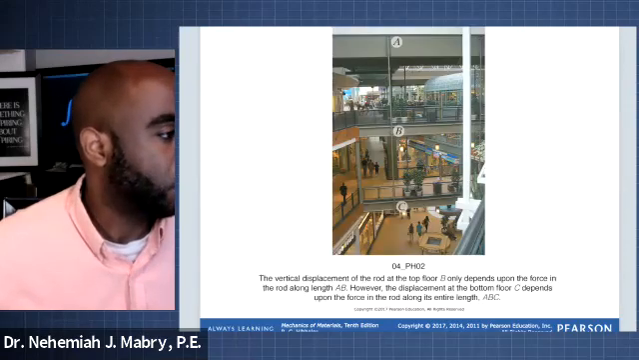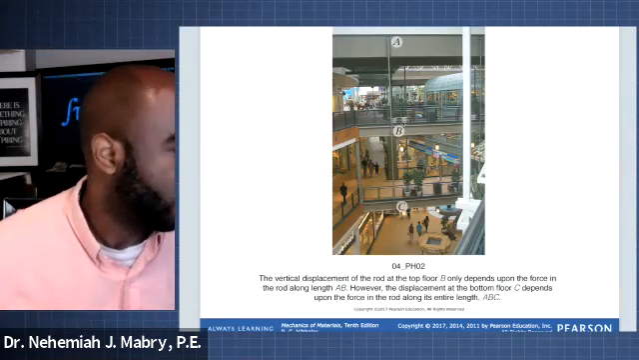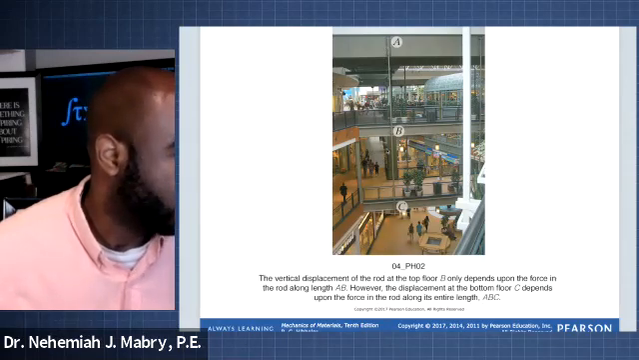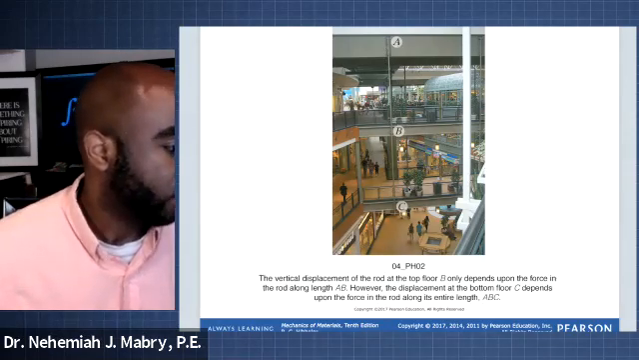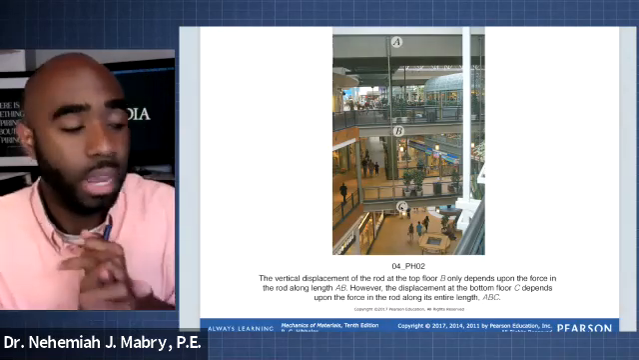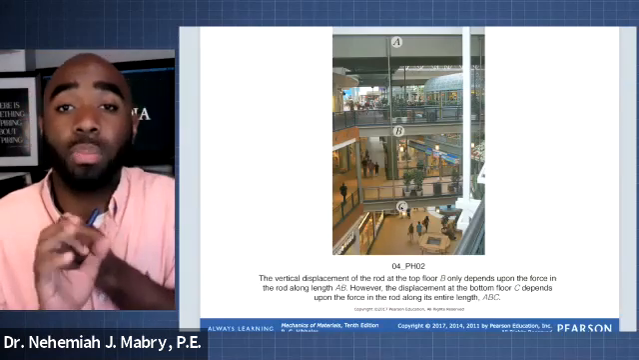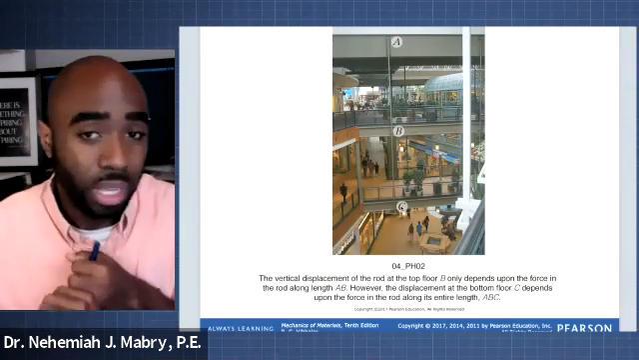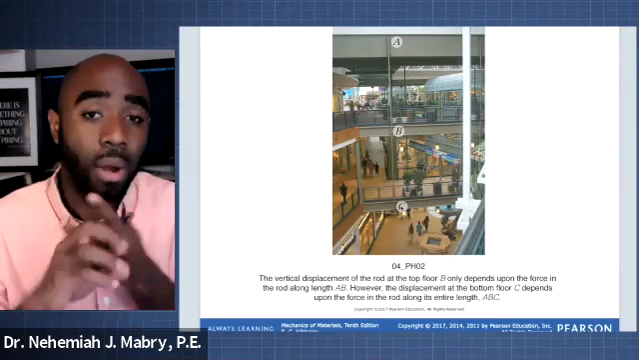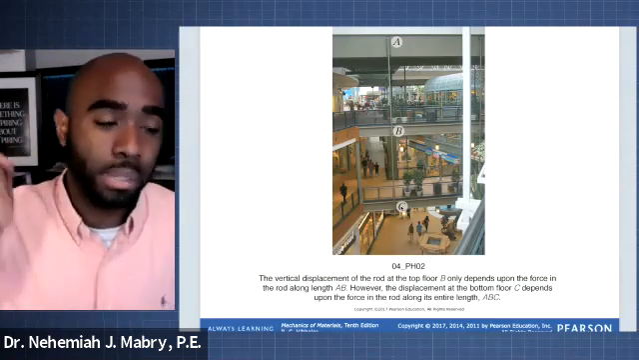Here's another practical example of members that can experience this axial load and axial deformation. Here are walkways in a mall where you see these rods, A, B, C. There's vertical displacement at the top floor, B, because there's a force being applied there. And there's also a displacement at the bottom floor here at C. It all depends on the force being applied at that particular location. It's also going to depend on the length of the rod at that location. Other things that matter are the cross-sectional area of that member, as well as the modulus of elasticity of that material.